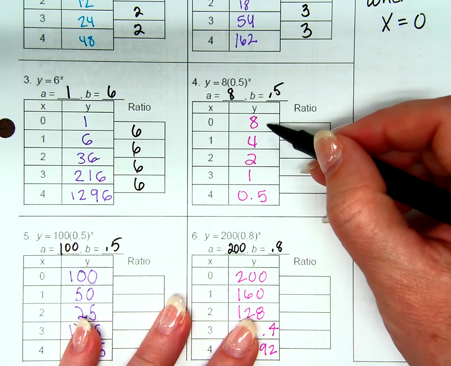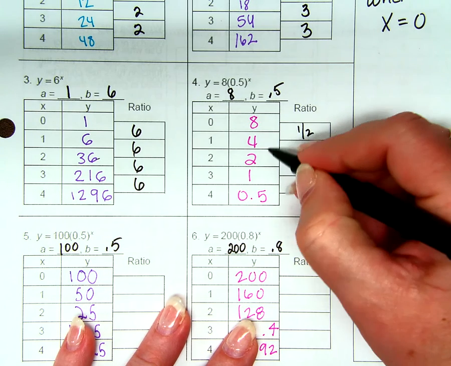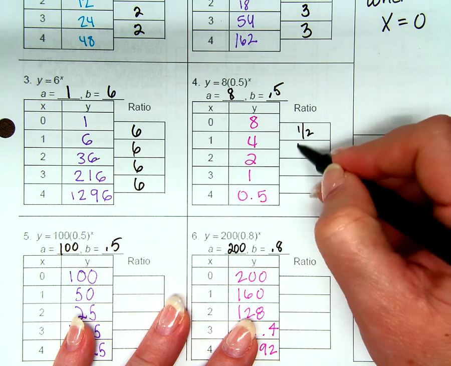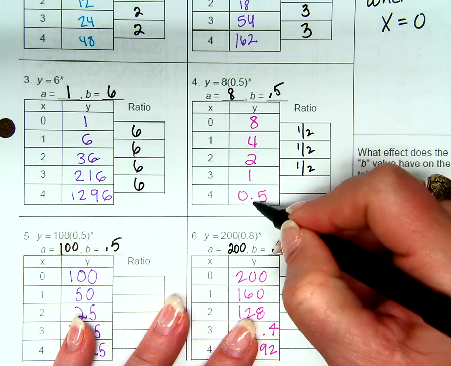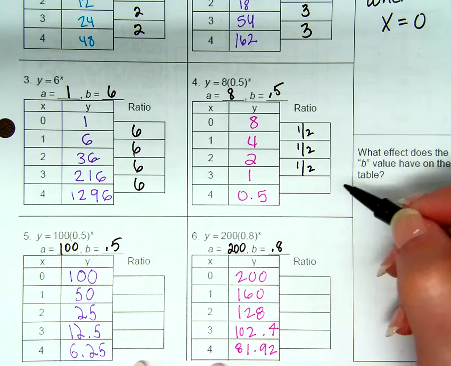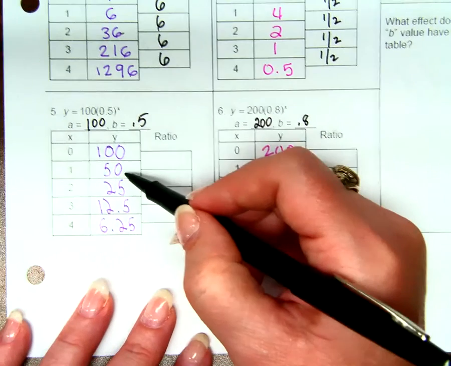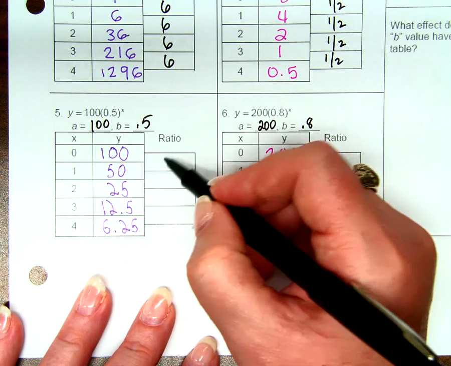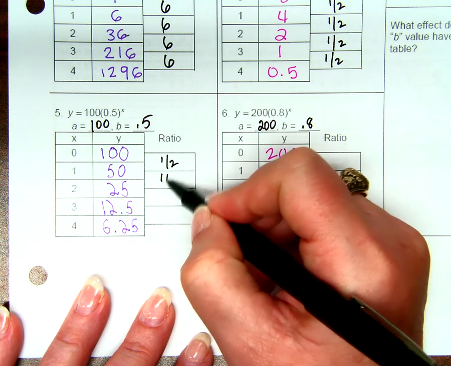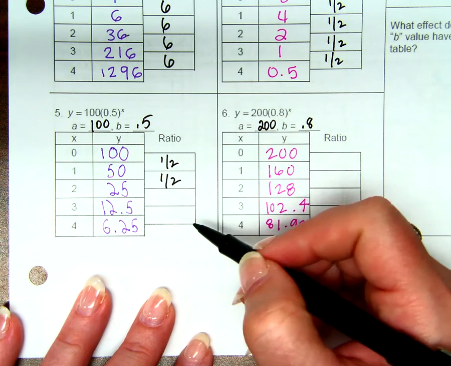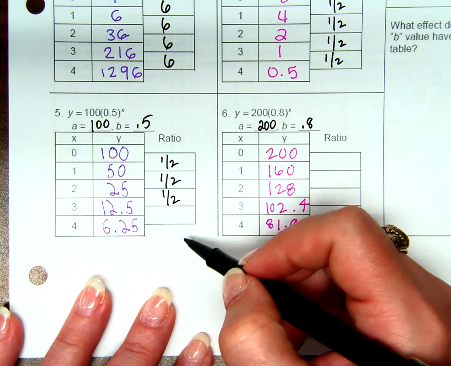4 divided by 8. Half. 2 divided by 4. Half. 1 divided by 2. 1 half. 0.5 divided by 1. Half. 50 divided by 100. 25 divided by 50. 12.5 divided by 25. 6.25 divided by 12.5. Half.